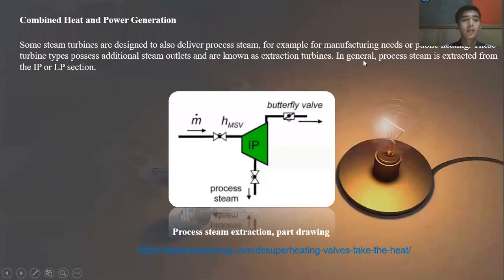Okay, next, combined heat and power generation. Some steam turbines are designed to also deliver process steam, for example, for manufacturing needs or public heating. These turbine types have additional steam outlets and are known as extraction turbines. In general, process steam is extracted from the IP or LP, intermediate pressure and low pressure.